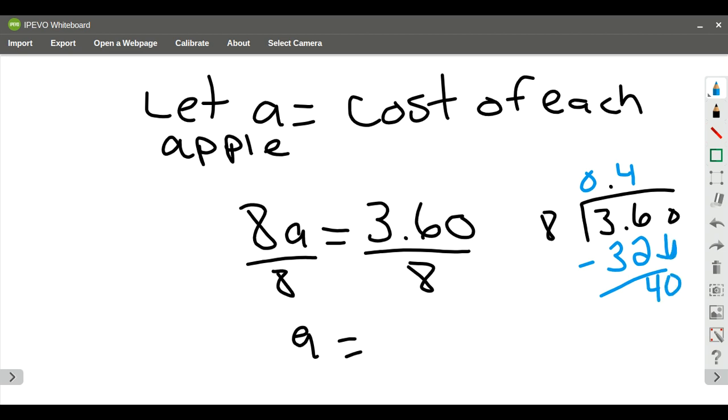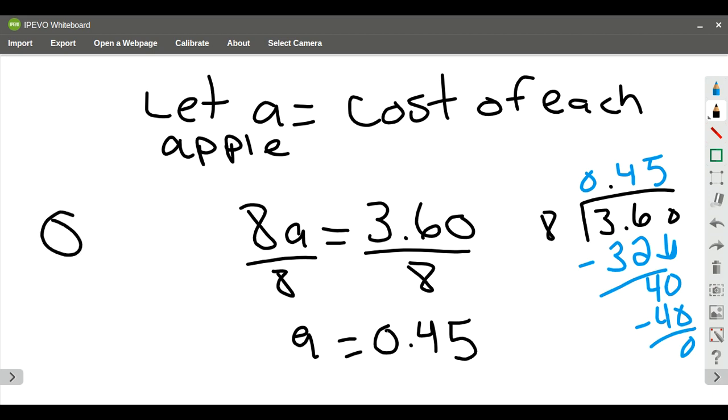Bring down my 0. 8 goes into 40, 5 times. 8 times 5 is going to be 40. I'm going to subtract. I have 0 left over. So my answer is A is going to equal 45 cents. And then Molly paid 45 cents.